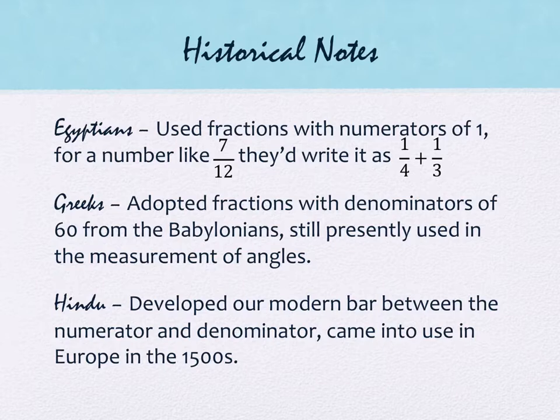The Greeks adopted fractions, and they used denominators of 60 from the Babylonians. It's still presently used in the measurement of angles. So when we're measuring angles, we use measurements of 60 or 180, those kinds of things quite a bit.